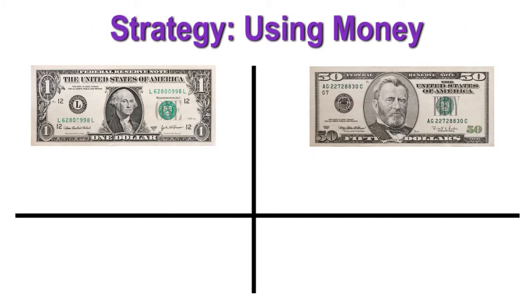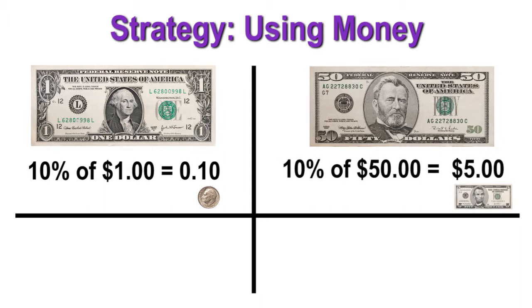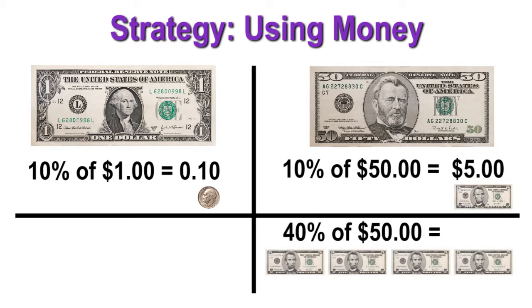Another strategy is using money as a context for thinking about 40% of 50. We know that 10% of $1 is 10 cents, and 10% of $50 is $5. 40% of 50 is 4 groups of 5. 4 times 5 equals 20, so 40% of 50 is 20. Any of the other strategies that were presented can also find the answer to what is 40% of 25.